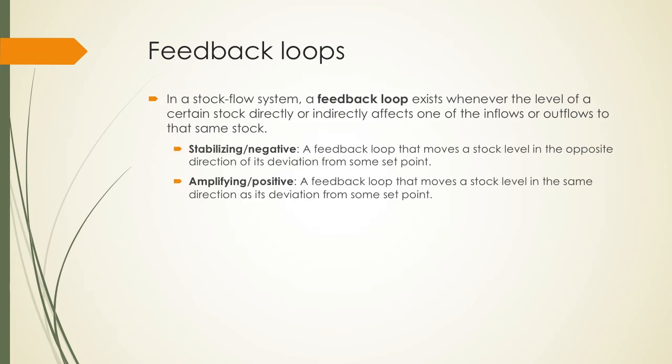We'll consider two types of feedback loops. We'll classify a feedback loop as stabilizing or negative if the loop tends to move the stock level in the opposite direction from some set point. That is, if the stock level deviates somewhat from its equilibrium, the feedback loop will tend to cause the stock level to settle back down to the equilibrium. An amplifying or positive feedback loop will have the opposite effect, moving the stock level in the same direction as the deviation. If an amplifying feedback loop is present and the stock level has varied from its equilibrium point, the feedback loop will tend to move it farther away from the equilibrium.